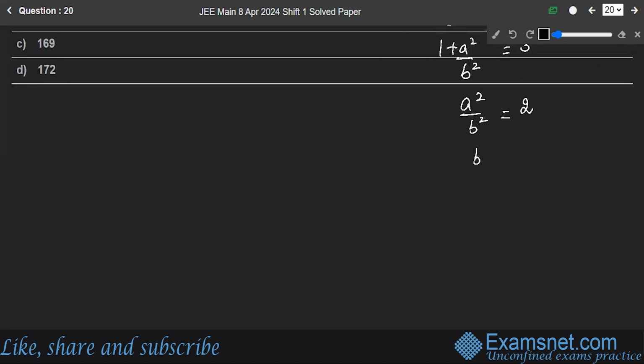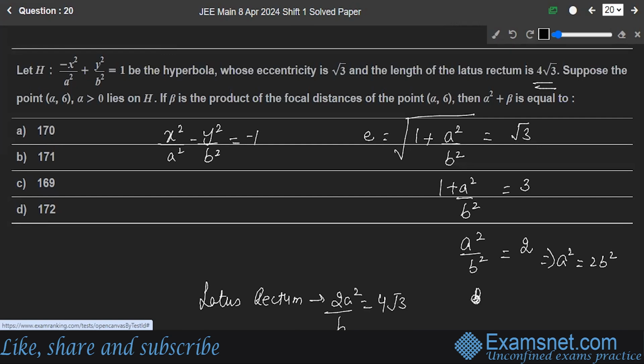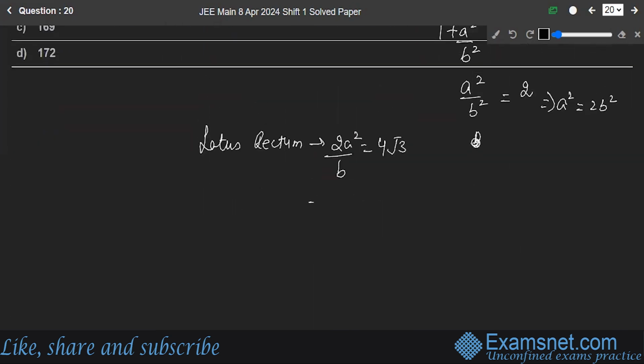The latus rectum is 4 root 3. So latus rectum is 2a square upon b, and this is equal to 4 root 3. From here, you have a square is equal to 2b square. So 2a square is 4b square upon b, which is equal to 4 root 3. The 4 and 4 will cancel, b will be root 3, and you will have a equal to root of 6.